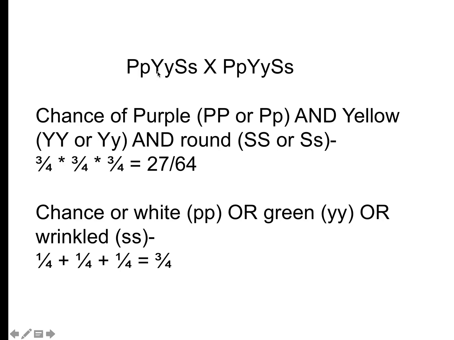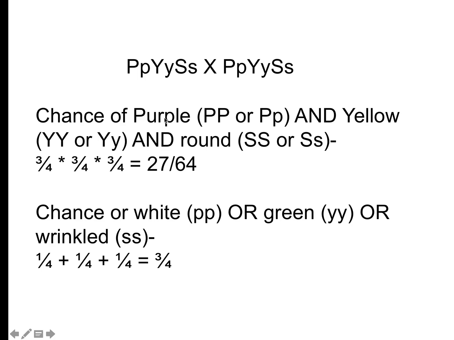So now we're following 3 traits, okay, all at the same time. Last time we followed 2, and we started off with 1. Now it's 3. They are both dominant, okay, both heterozygous. Both individuals are heterozygous, and I want to know the chance of purple and yellow and round, okay?